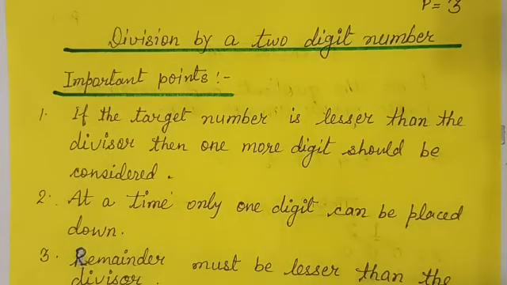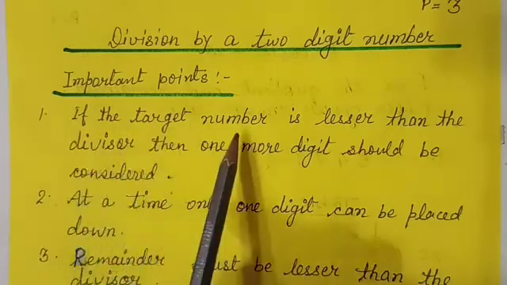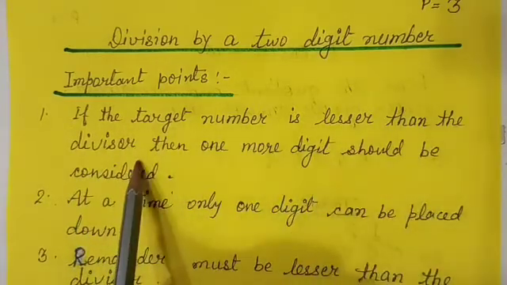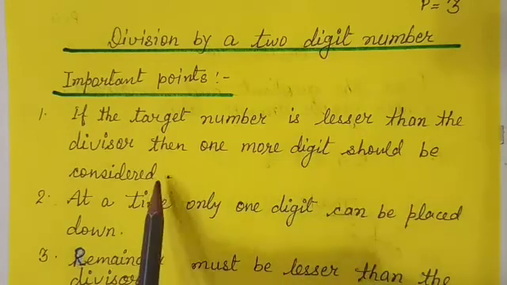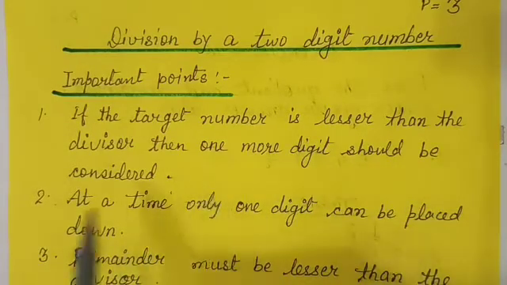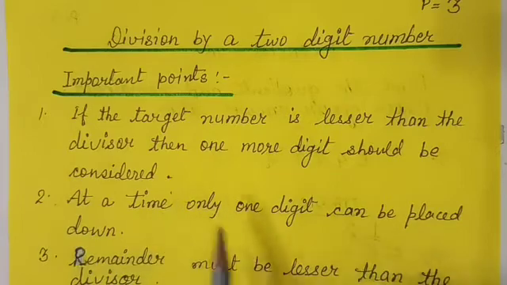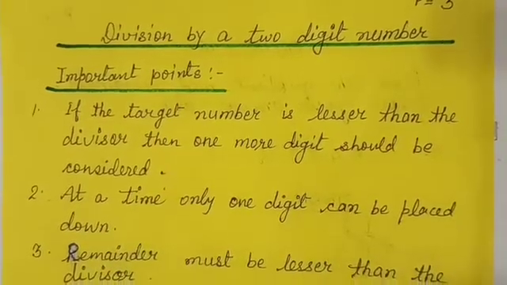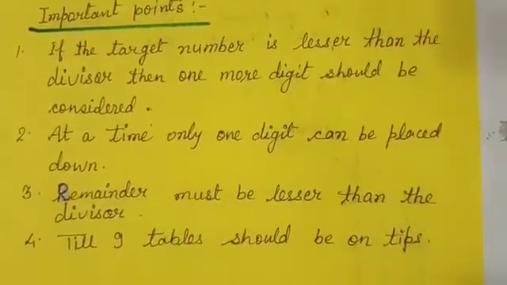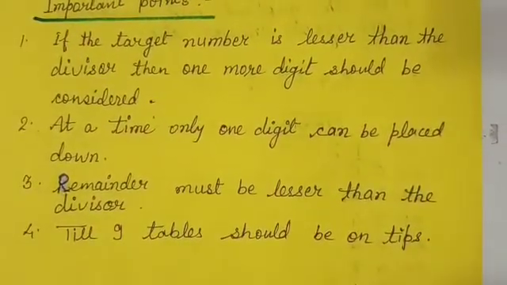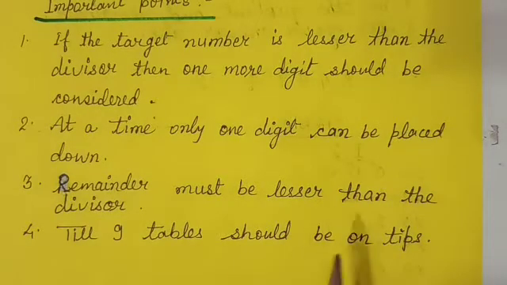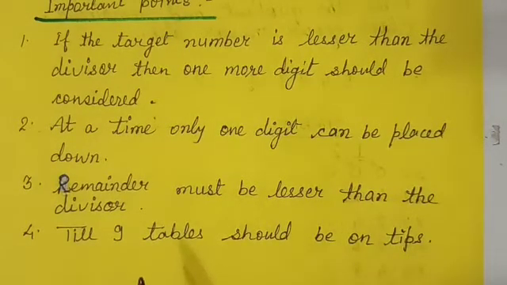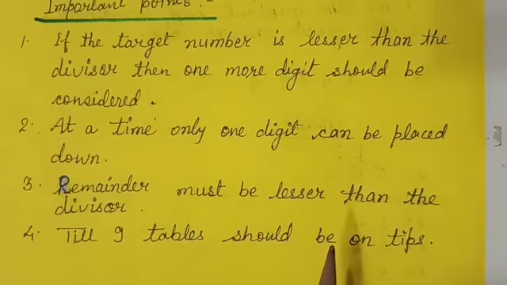Now see children, there are a few points you have to keep in your mind before doing division. The first point is, if the target number is lesser than the divisor, then one more digit should be considered as the target. Second point is, at a time only one digit can be placed down. Third point is, remainder must be lesser than the divisor. And fourth point, till 9 tables should be on your tips. Means you have to learn the tables till 9 thoroughly.